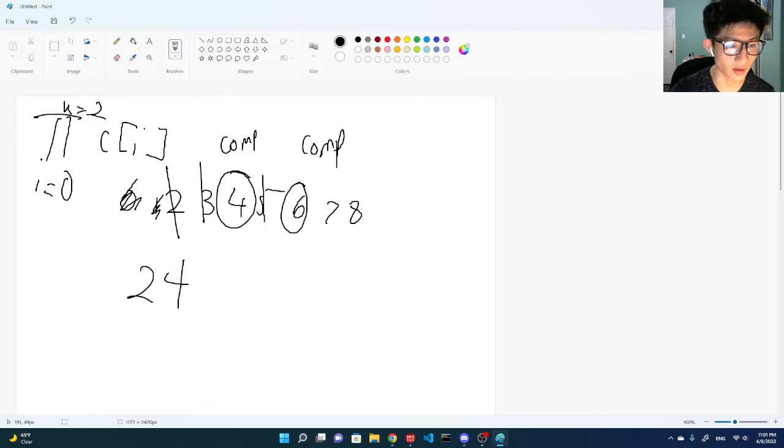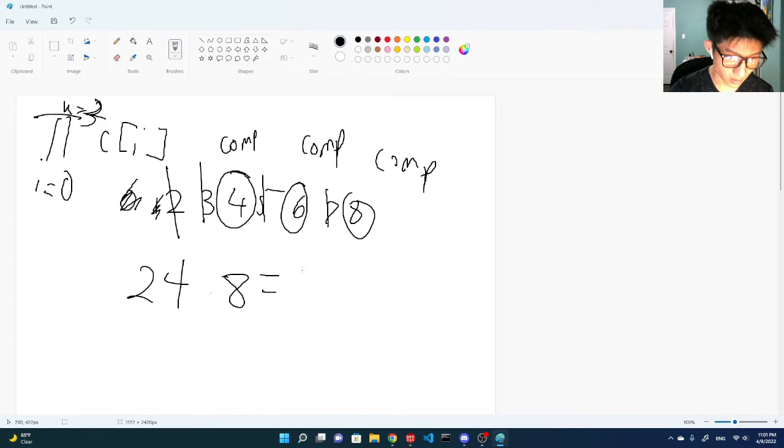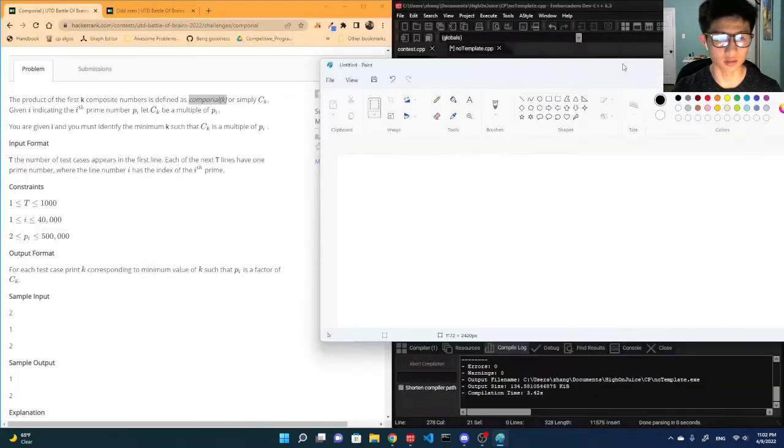If I asked for the first 3 composite numbers, well, 8 is the next composite number, so the product of all that would be 192. That's the idea. Now the question here is, they give you 1 number, and they call it i.